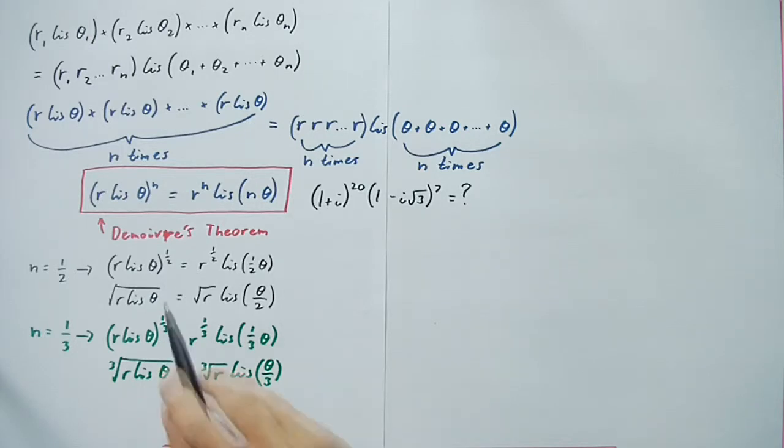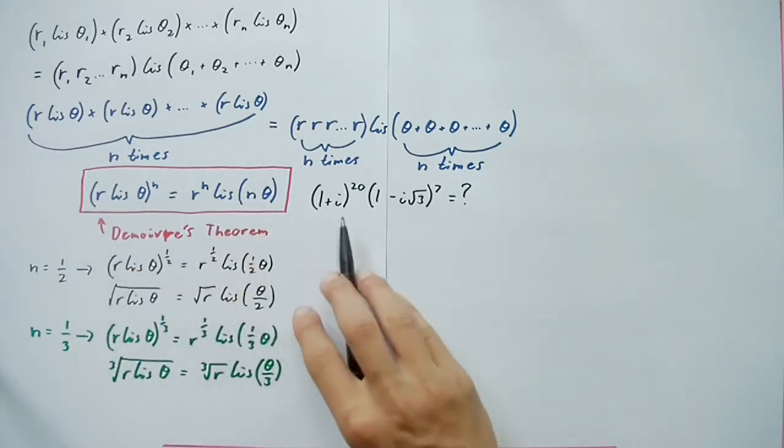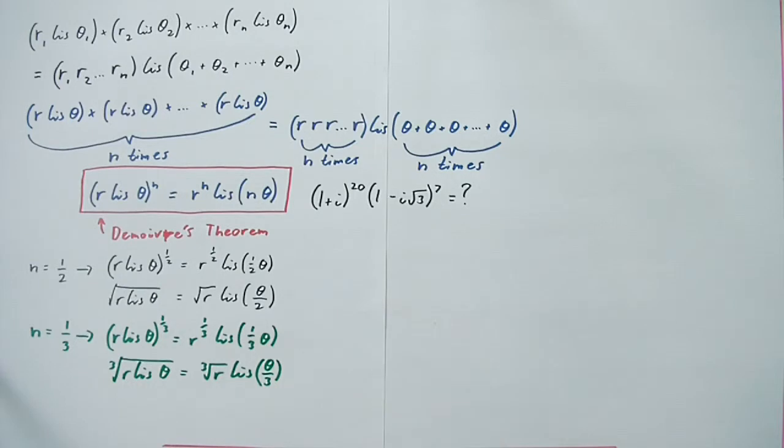To do this though, we need to convert 1 plus i and 1 minus i root 3 into polar form. But now since we already know how to do that, I'm just going to give us the answers, which is root 2 cis of 45 degrees for 1 plus i, and 2 cis of 60 degrees for 1 minus i root 3. You can check that's correct for yourself.